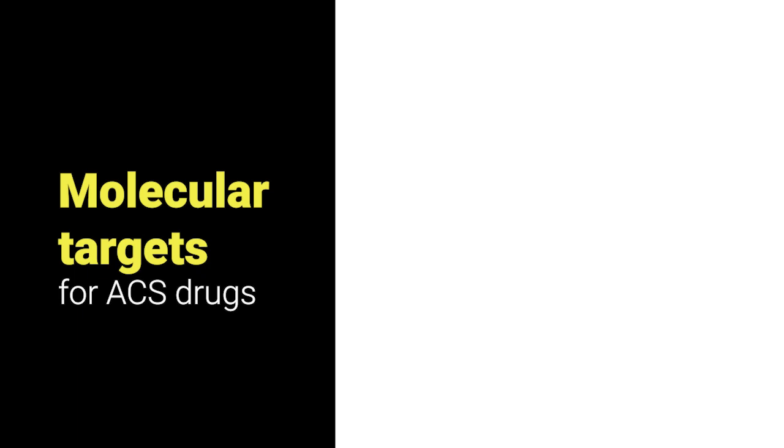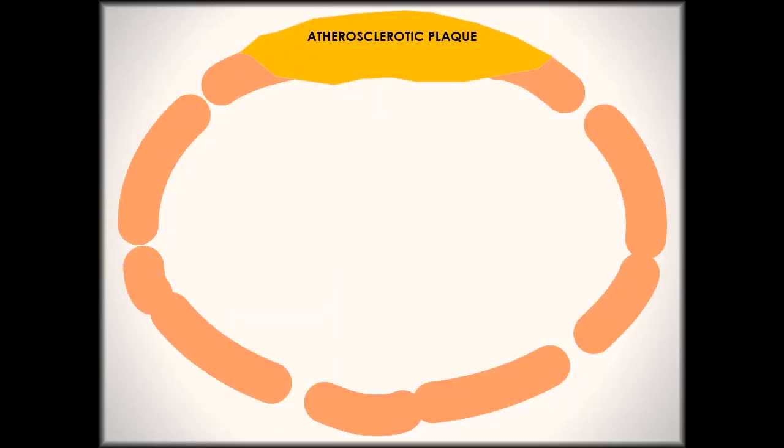Now, looking back at the narrowed blood vessel just now, I'd like to describe a little bit of what happens when an atherosclerotic plaque ruptures. This is a very simplified diagram of a cross-section of an artery with an atherosclerotic plaque. So as the atherosclerotic plaque grows in size, the pressure inside it as well increases, and it reaches a certain point and it ruptures.